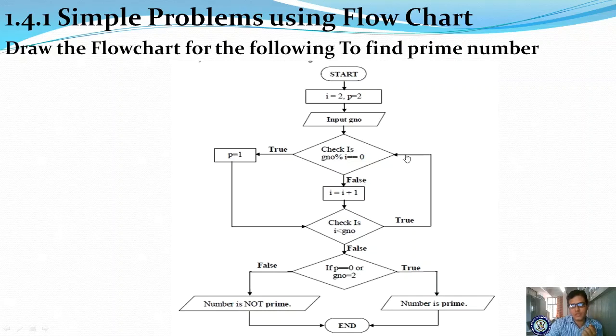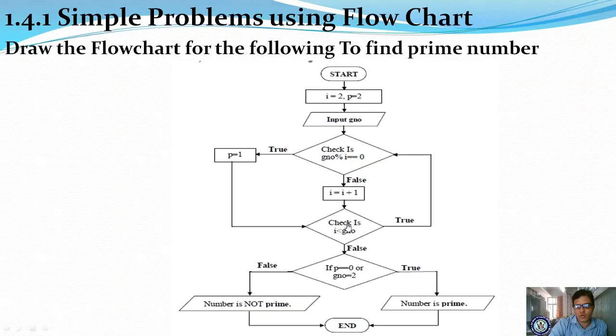Decision. Based on the decision only it will run. What I'm checking in the number 9 percentile I? What is I value? 2. 9 percentile 2 equal to 0. False, right? If it is false, the I value is incremented, and once the I value is incremented, once again it will come here, right?